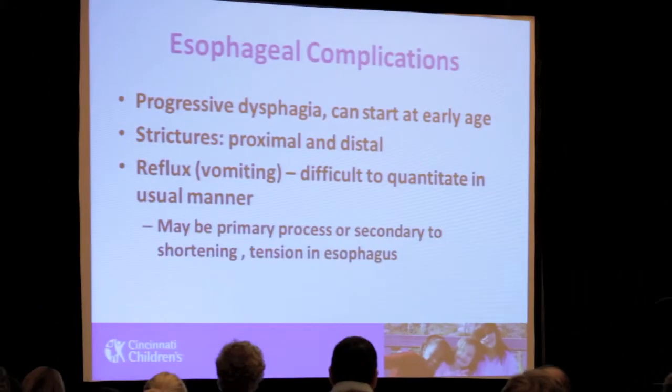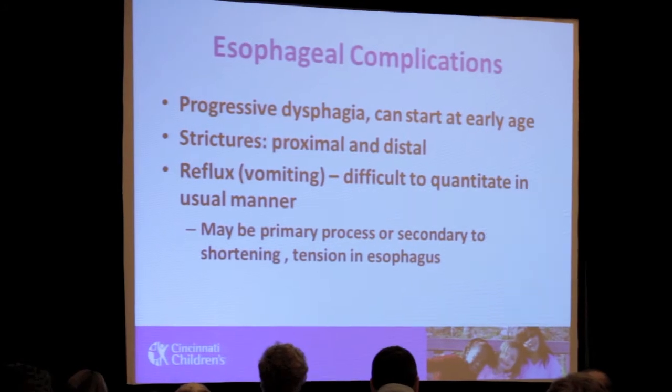The esophageal complications, again, will be covered tomorrow. But the main symptom is decreased oral intake, dysphagia, painful swallowing. It can start at any age. Strictures can be both proximal.